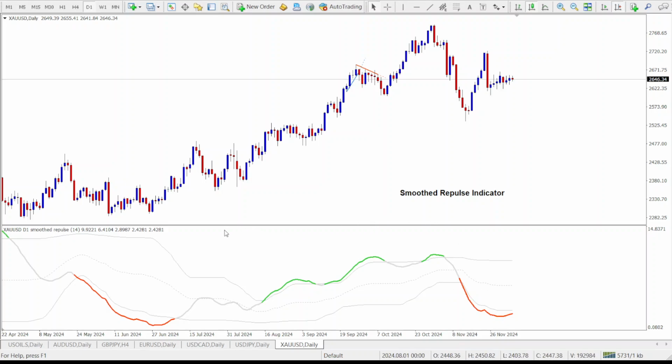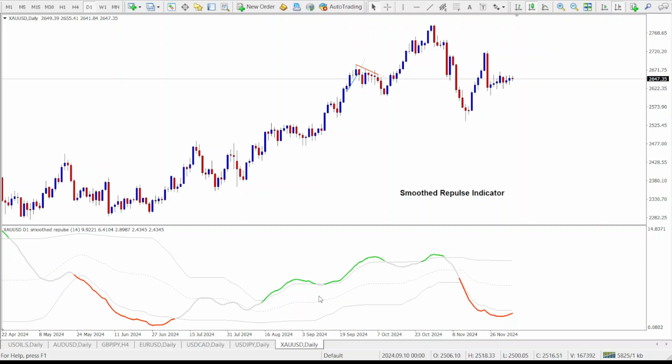So whenever the color is red, it shows that there is bearish momentum. All right, it shows that there is bearish pressure in the market. Whenever the color is green, it shows bullish momentum. All right, and whenever the color is gray, it's more like a midpoint between the bulls and the bears, right? So there is no definite prevalence between the bulls or the bears, right?